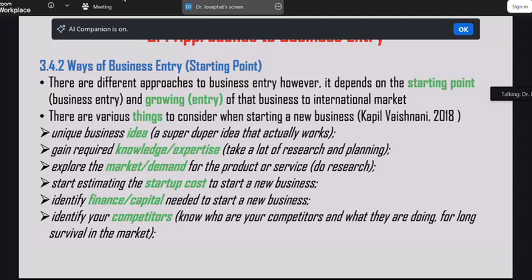So the fifth one is you have to identify the finance or capital needed to start a new business. Ukishafanya estimation ya cost, then ukiweza kucompare, ukiweza kuweka na some contingency plans na whatever, unaweza kuidentify the capital needed, kwamba mtaji unaohitaji sasa kuanza hii kazi na hitaji mtaji wa kiasi gani, and how am I going to face the market, and how am I going to implement my ideas and whatever.